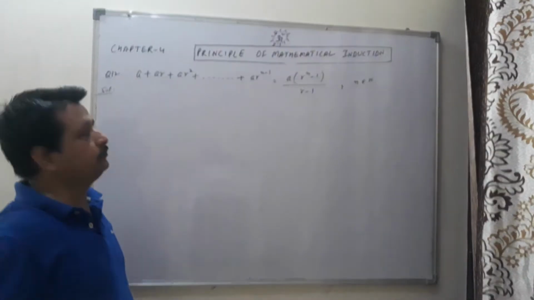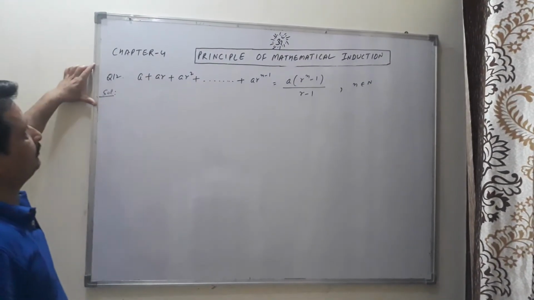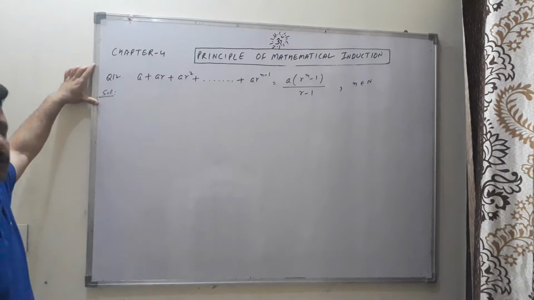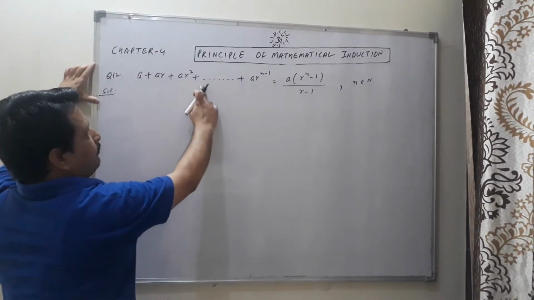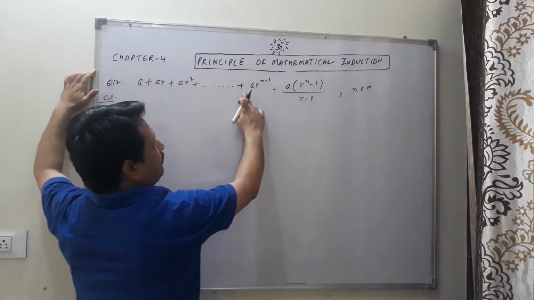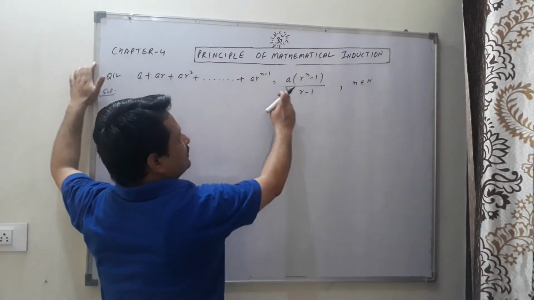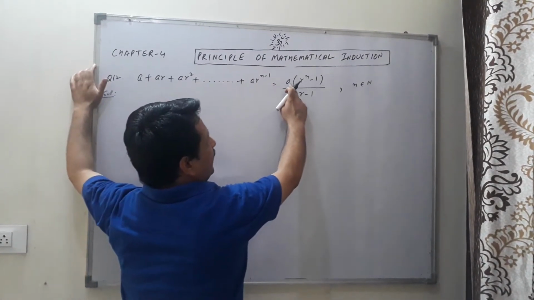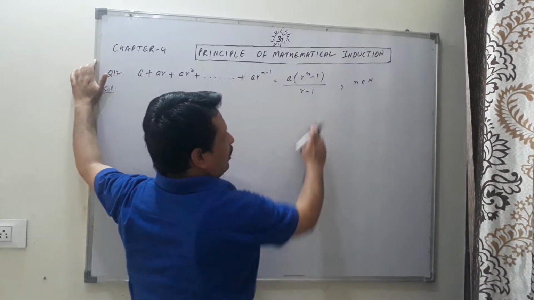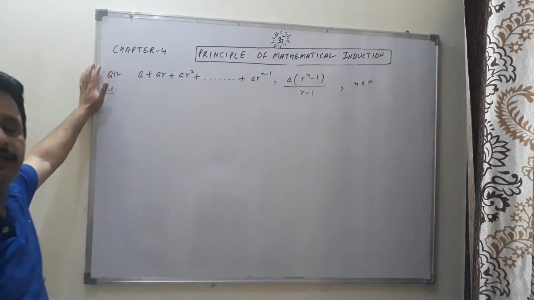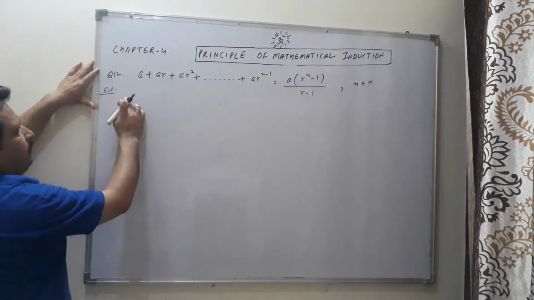Good morning, students. Let us continue with chapter number 4, question number 12. A plus AR plus AR square plus so on plus AR to the power n minus 1 is equal to A into R to the power n minus 1 upon R minus 1, where n is a natural number. So let us come to the solution.